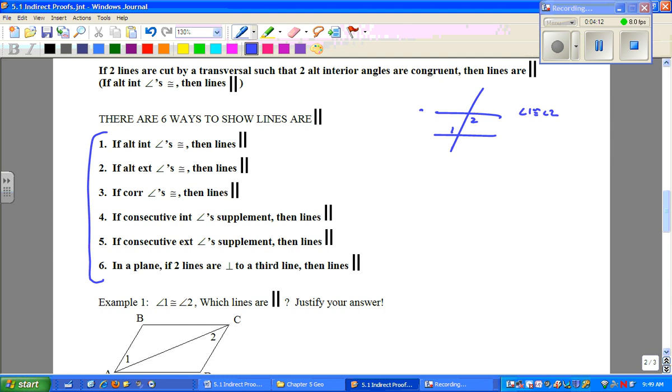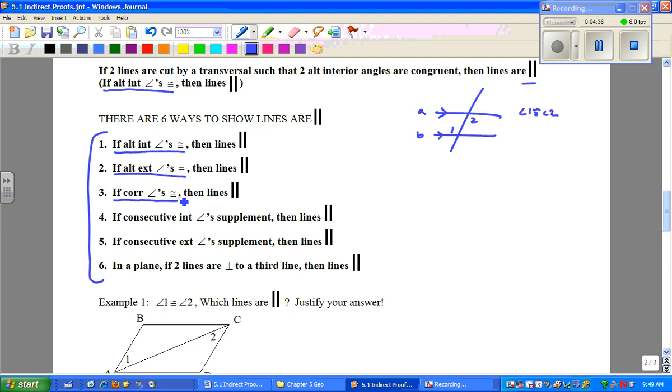Then what do you know about lines A and B? Well, lines A and B would have to be parallel. So basically what we're saying is if alternating interior angles are congruent, then we have parallel lines. You can do the same thing throughout. Alternating interior angles congruent, parallel lines. Alternating exterior angles congruent, parallel lines.